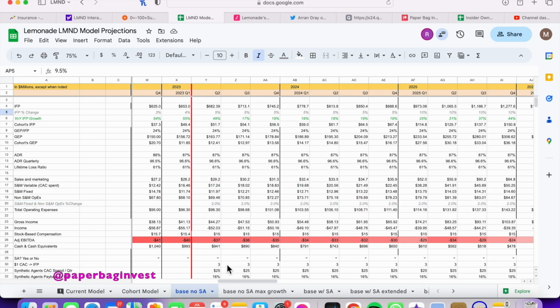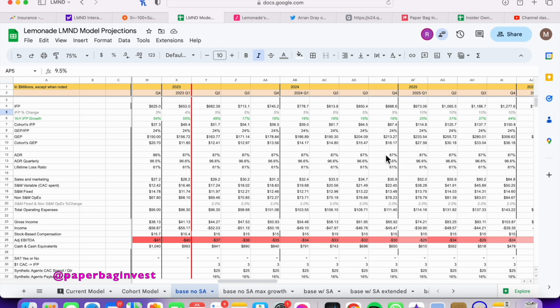So we're going to look at a whole bunch of cases that are slightly modified from each other and compare them to one another to see the effects of all these variables. But let's look at, first of all, the base case, what I'm calling with no synthetic agents. And then I have the base case with synthetic agents we'll look at shortly. But just assume in this case, no synthetic agents.